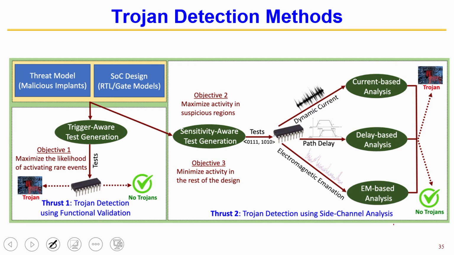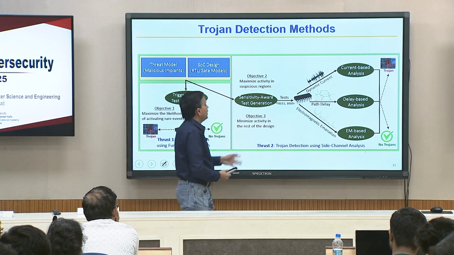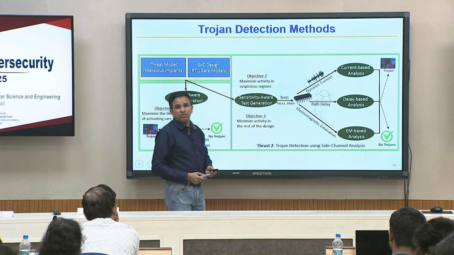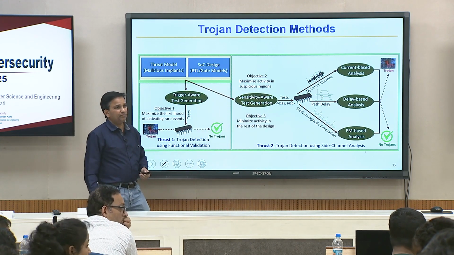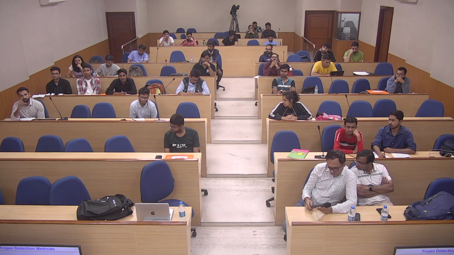Any question on this big picture? We are doing test generation for simulation based Trojan detection, or we are doing side channel analysis based Trojan detection? Yes, please. One question is, these two methods, can they find the same kind of Trojans, or are they targeting different kinds of Trojans? Absolutely.